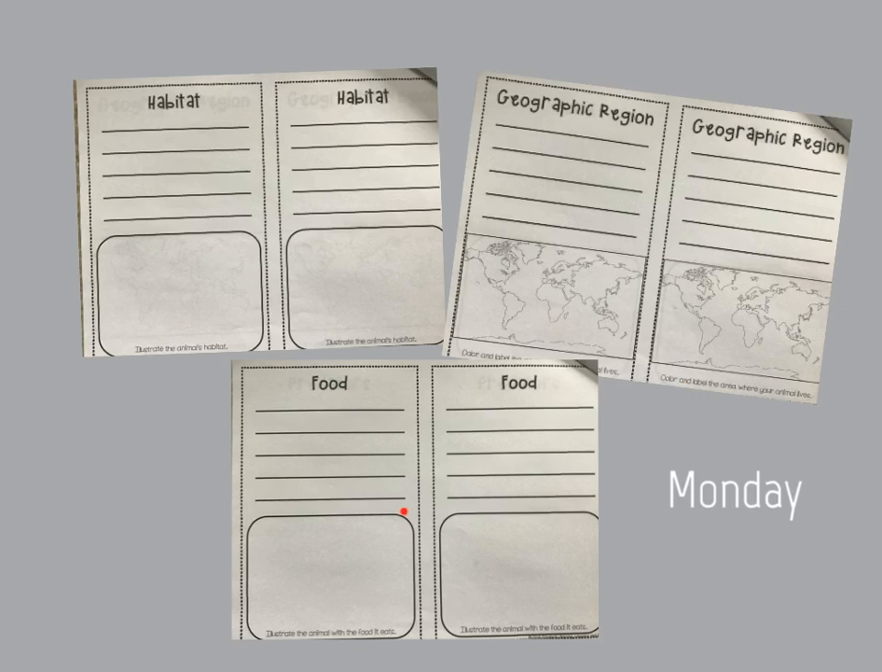And as far as food goes, what does your animal eat? Okay, the shark eats what? Smaller fish or sea plants. Tell me what your book says that your animal eats, and then draw me a picture of it here.